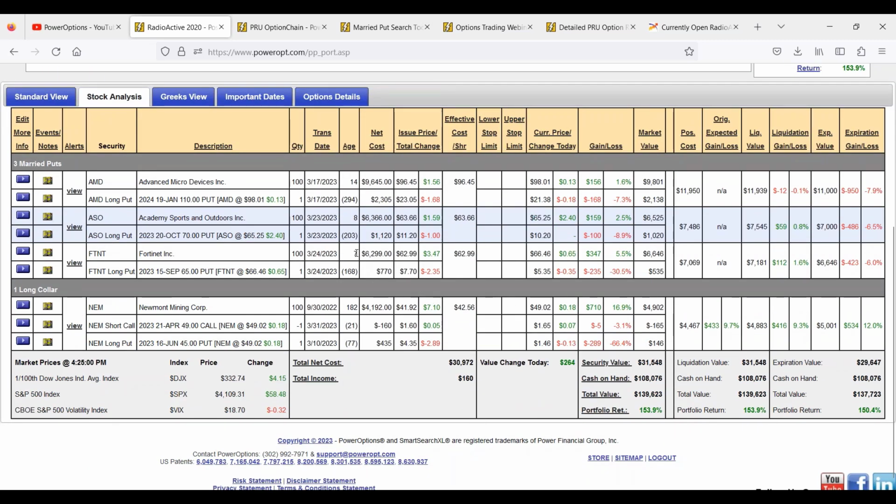Fortinet, this is one I was watching for a while, thought I had missed it, got in at 62.99, but it's up to 66.46. We've got a 5.5% gain in the stock in the first 7 days. That's why I use that example. And that 73 strike stock price I mentioned, I would love to see it, but I don't think it's going to move up another 10% in the next month and 4 days.